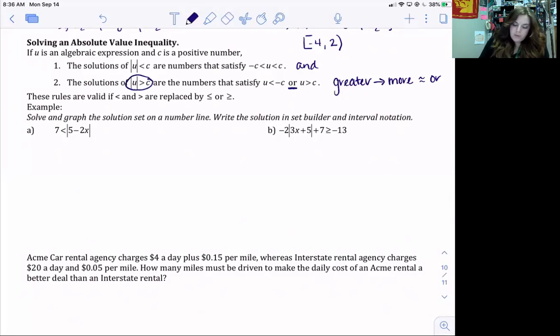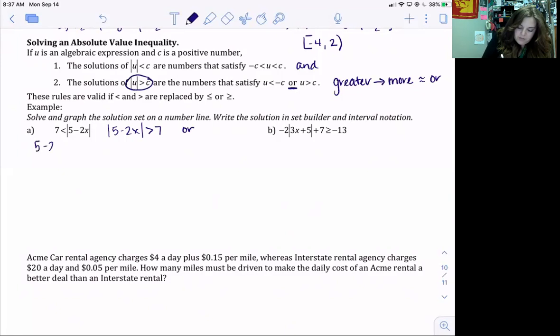So looking at this first one, solve and graph the solution set on a number line, write the set builder notation and the interval notation. So we have 7 is less than the absolute value of 5 minus 2x. I'm going to start off with rewriting that. So we have the absolute value of 5 minus 2x is greater than 7. So I just rewrote it and flipped the inequality. So now we have greater than, which tells us we're going to be looking at or. So we're going to rewrite this.